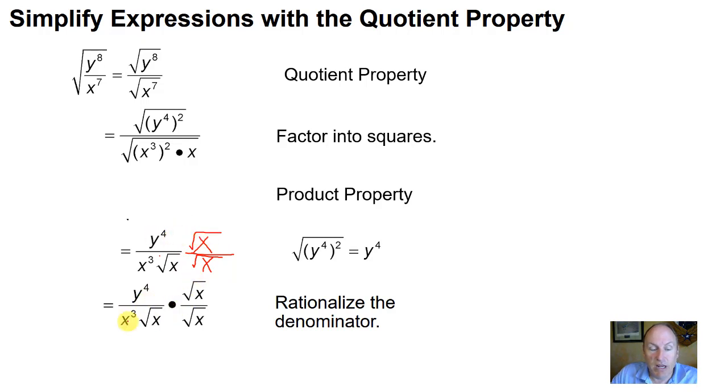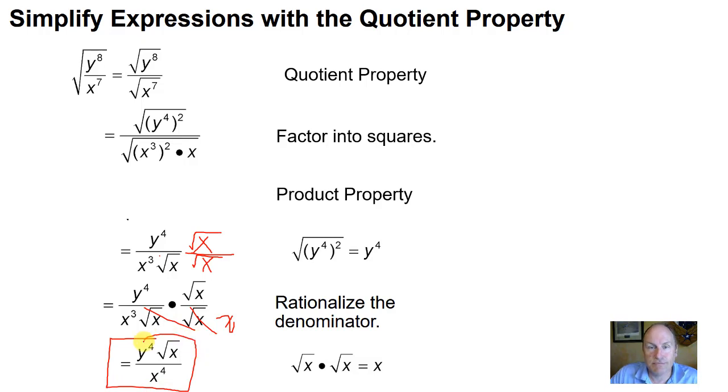So when I do that, I get y to the 4th times the square root of x in the numerator. And I get x to the 3rd times the square root of x times the square root of x, which just becomes x, because the square root of anything times the square root of itself becomes that thing. And so I get x to the 3rd times x in the denominator, which is actually x to the 4th. And this is in simplest form.